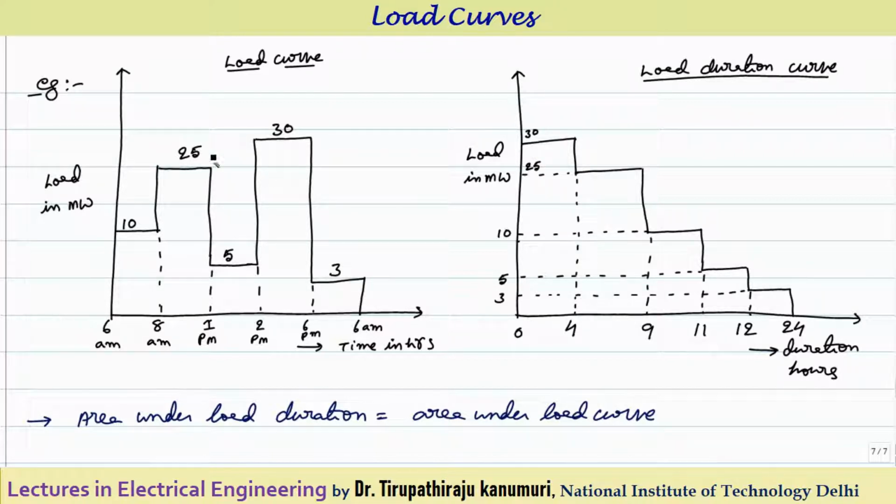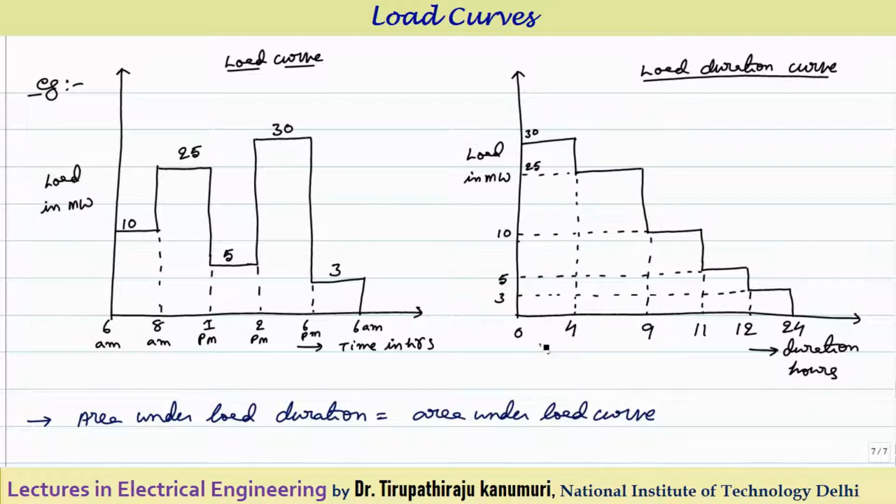After that the next highest is 25 megawatt. How much time is it there? It is from 8 am to 1 pm, that means a duration of 5 hours, because 9, 10, 11, 12 and 1. So 4 plus 5, that means up to 9 hours this 25 megawatt is lying.